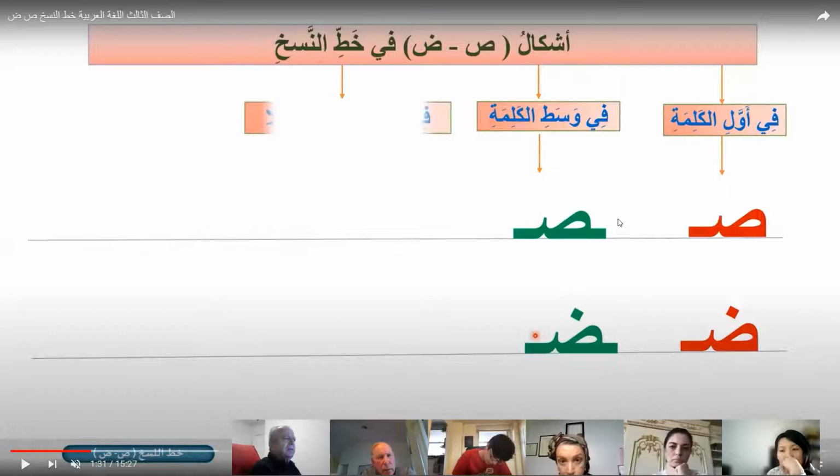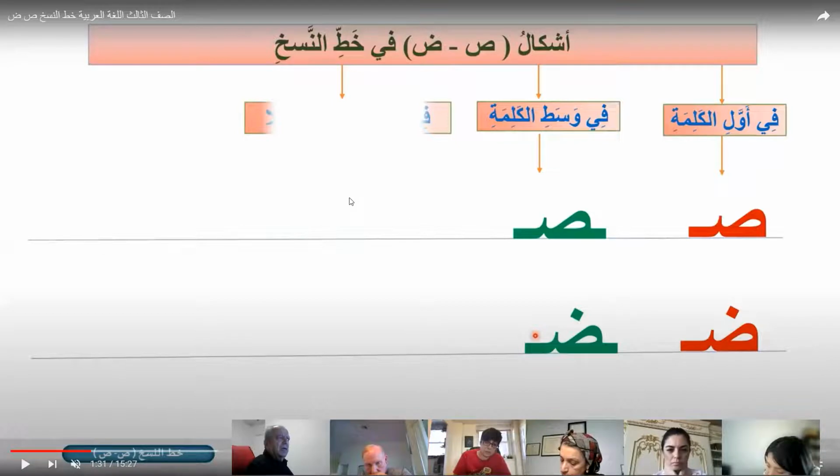Okay, so these letters, Sad and Dad, are regular letters, and they do connect to both sides. Now this is the beginning of the word, and the middle of the word; they look exactly the same.